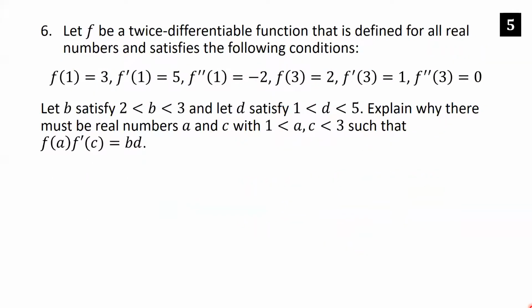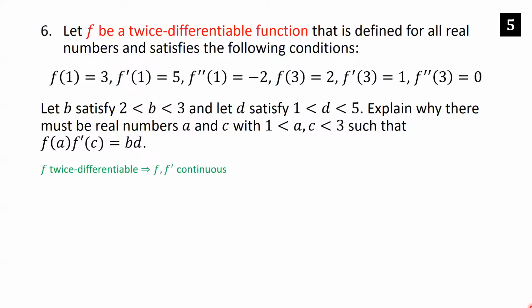Let little f be a twice differentiable function that is defined for all real numbers and satisfies the following conditions. f of 1 is 3, f prime of 1 is 5, f double prime of 1 is -2. f of 3 is 2, f prime of 3 is 1, f double prime of 3 is 0. Let B satisfy that B is between 2 and 3, and let D satisfy that D is between 1 and 5. Explain why there must be real numbers A and C, with A and C both between 1 and 3, such that f of A times f prime of C is equal to B times D.